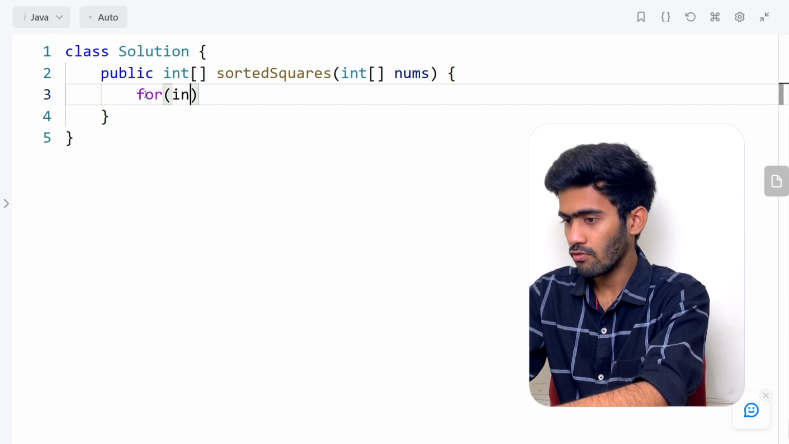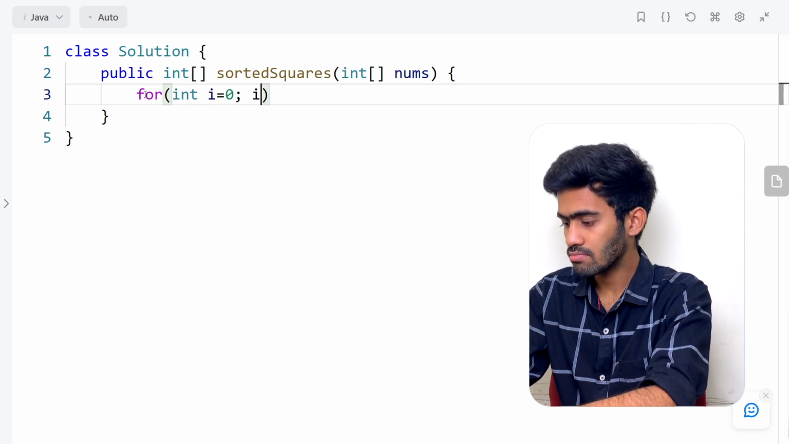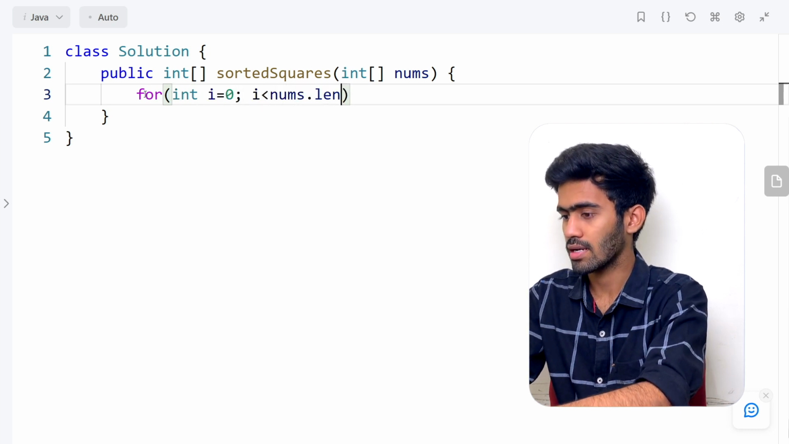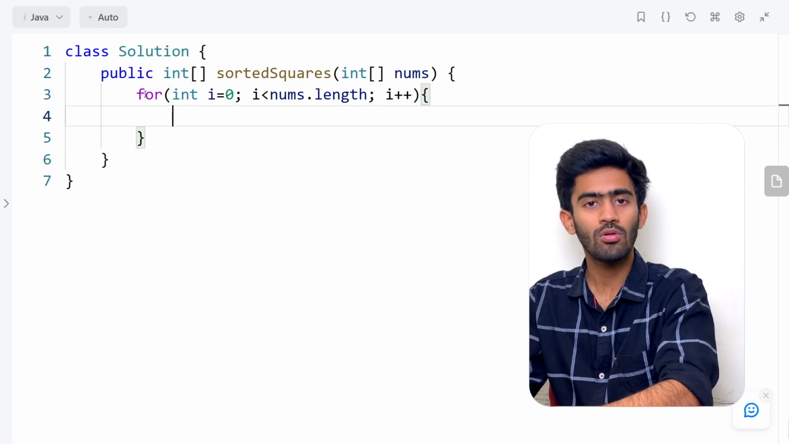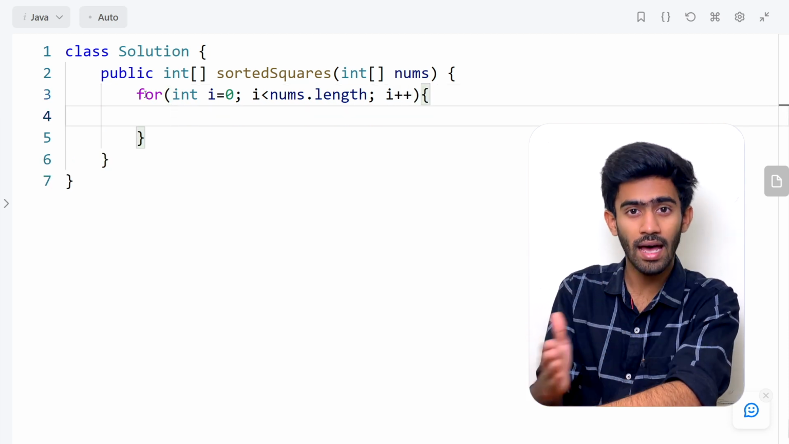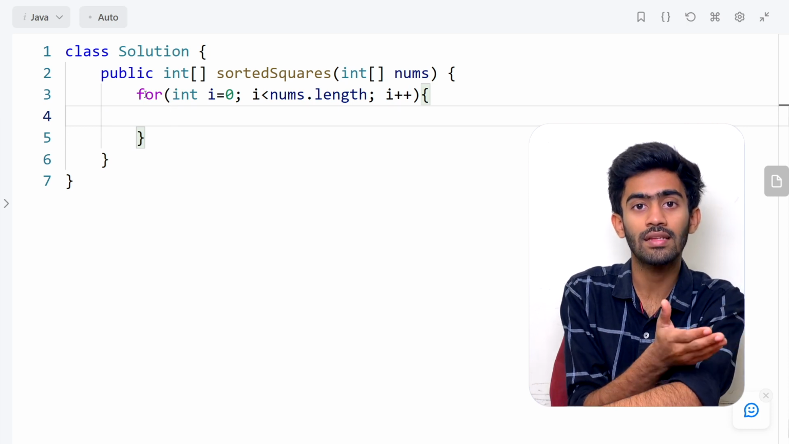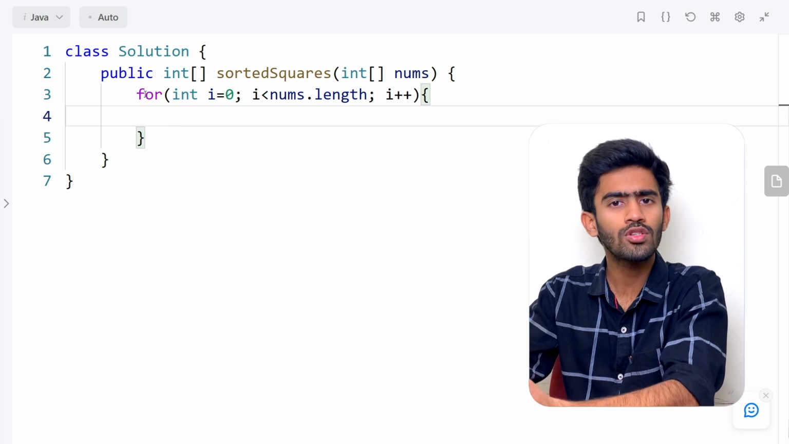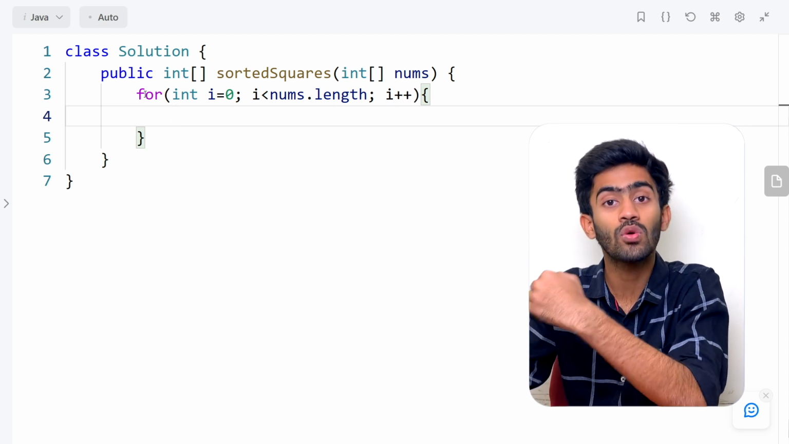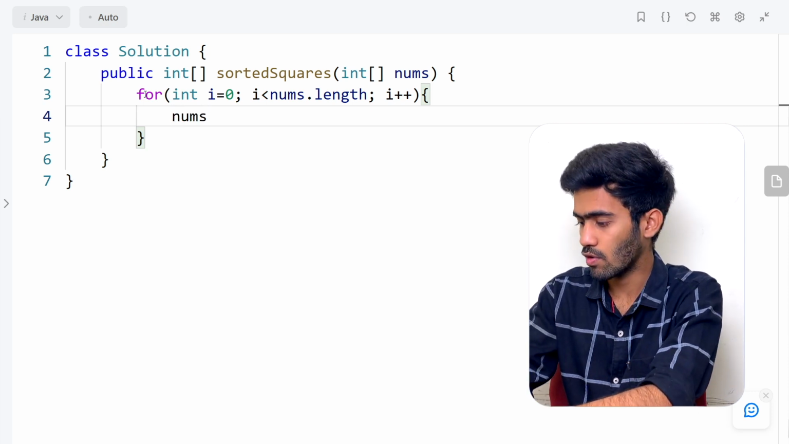So for int i equal to 0, i less than nums.length, and i plus plus. This for loop would traverse this array starting from the 0th index, that is the first element, up till the last element. And what should we do to each element? We should square them, and that is exactly what we are going to do.